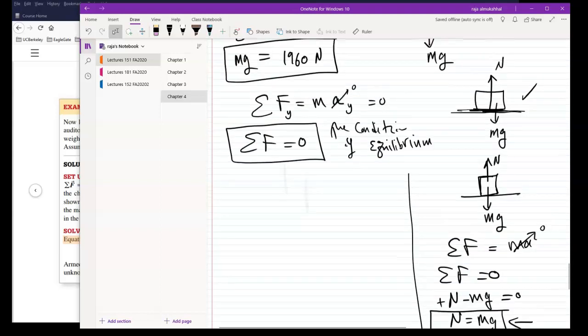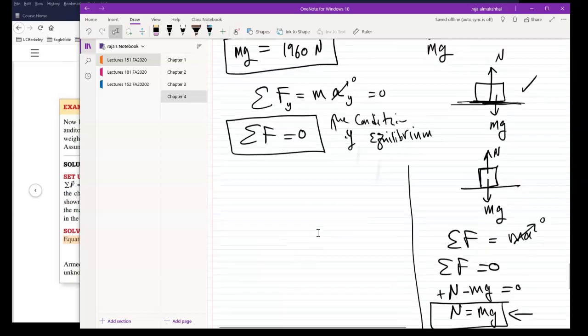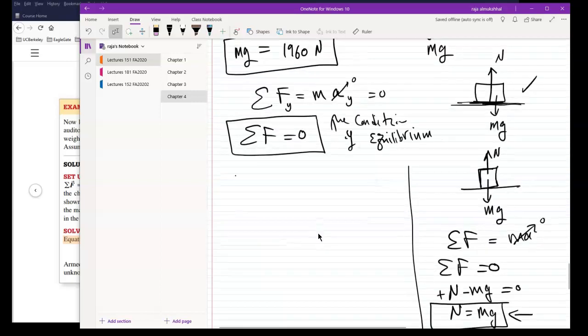Okay, going back to our problem. So here we have sigma F equals 0 in equilibrium. We have just derived it because the system is at rest, so therefore acceleration is 0. So now, what are the forces? Well, plus T minus mg, sigma F, equals 0. I have plus T, plus means up, minus mg means down, equals 0, and therefore the tension is equal to mg.